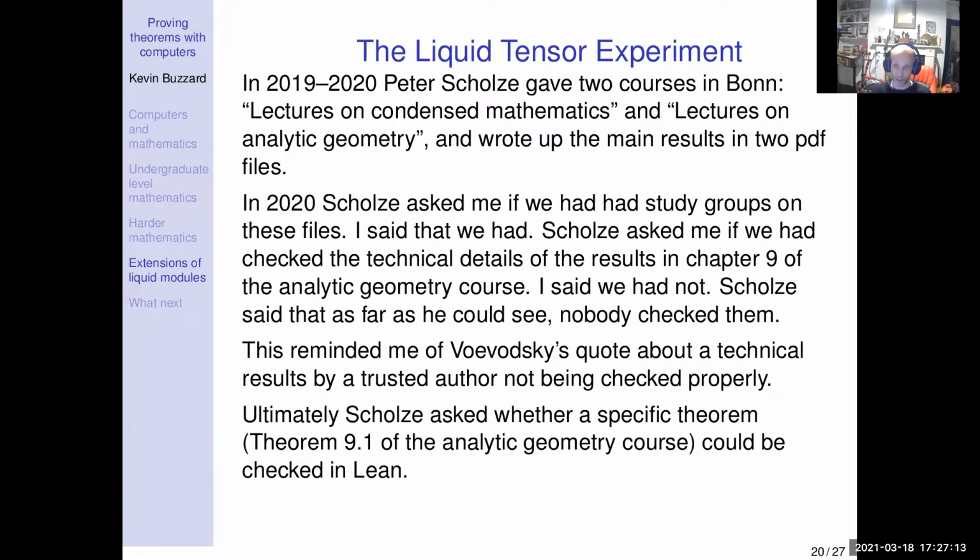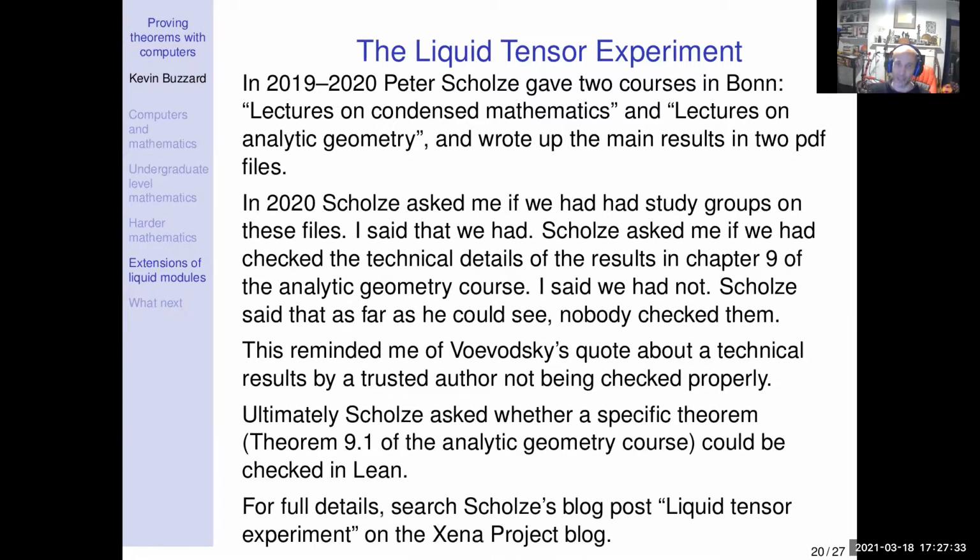So Scholze challenged me to check one of the first theorems in section 9. Well, not me, he challenged my community, to check theorem 9.1, a statement that some Ext group vanishes in the category of liquid modules. This is all very serious modern stuff. So this to me looked like a hard theorem about complicated objects that needed a complicated proof.